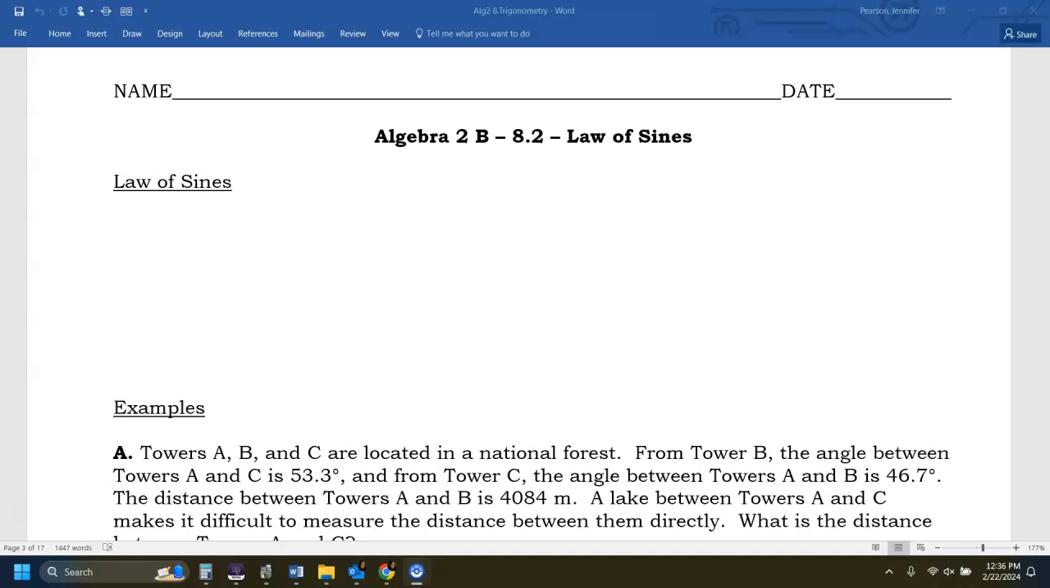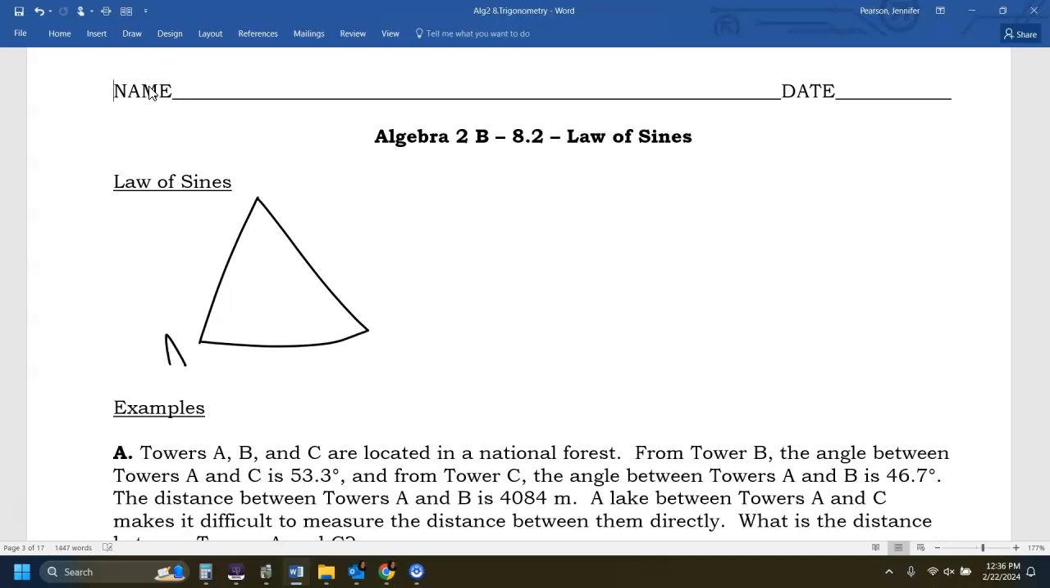This is Algebra 2B, Lesson 8.2, Law of Sines. So we're going to start with a non-right triangle. I guess it does work for any triangle, including right triangles, but we're looking at non-right triangles now.